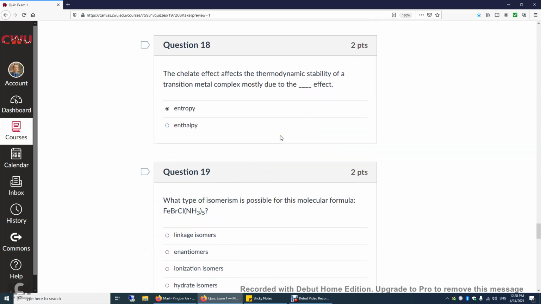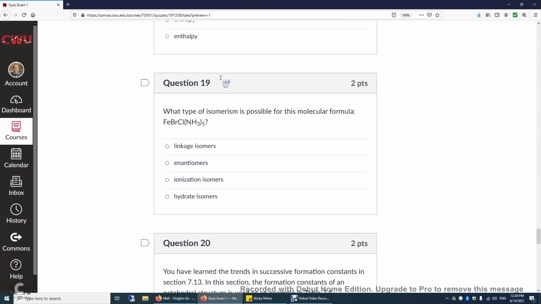So again, when we are talking about the transition metal chemistry reactions in, for example, aqueous solutions or other solutions, my trick is just to count the number of particles on the left-hand side and the number of particles on the right-hand side. If we have more particles on the right-hand side, it's favored entropically. So the chelate effect mostly is the entropic effect.